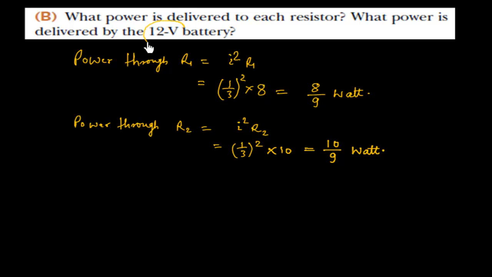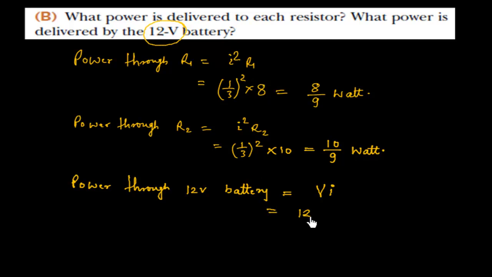We also have to calculate power through the 12 volt battery. Through a battery, power is given by the formula V into I, and V is 12 volt and I is 1 by 3. So this is 4 watt. So the power delivered through the 12 volt battery is 4 watt.